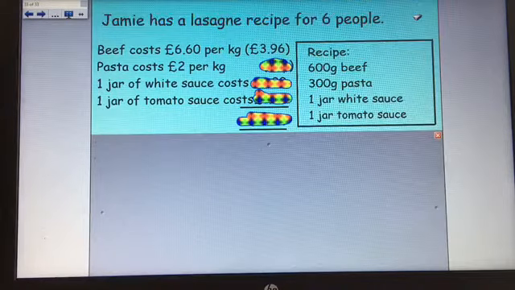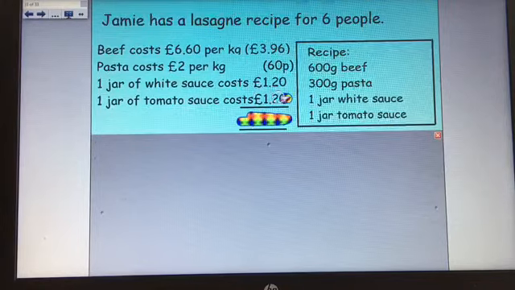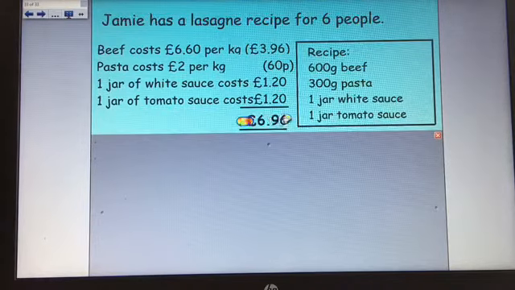Okay, pasta cost £2 per kilogram. So again, I work out how much 100 grams will cost and then multiply it by 3 because we need 300 grams of pasta. So 100 grams would be 20p because £2 divided by 10 is 20p, and then times that by 3 would be 60p. The white sauce and the tomato sauce, well, we just need a jar of each, so we can just add those together, and you can do a nice little column addition. And hopefully you should work out that the lasagna recipe for 6 people would cost £6.96 if you're going to do it homemade.